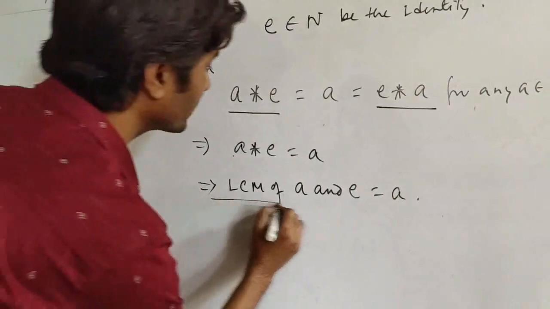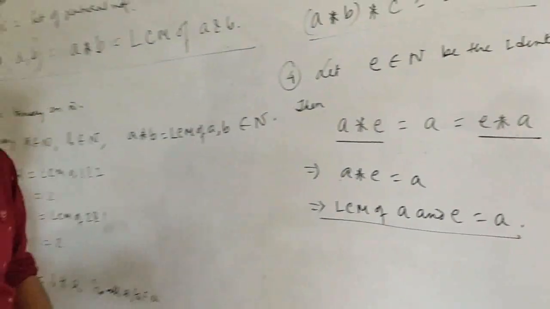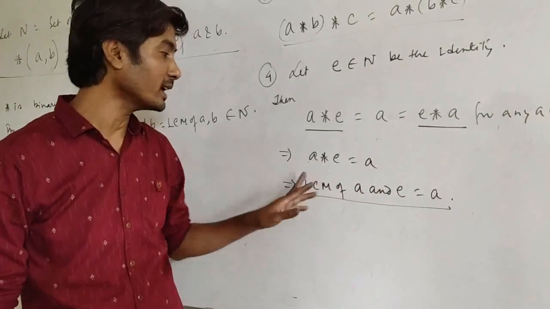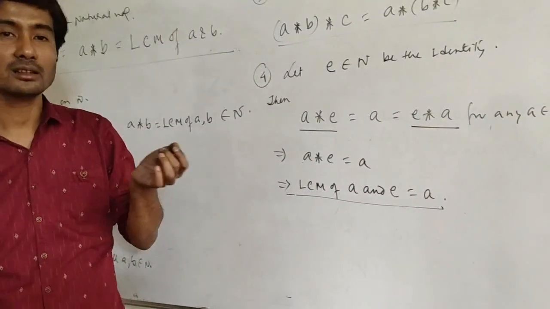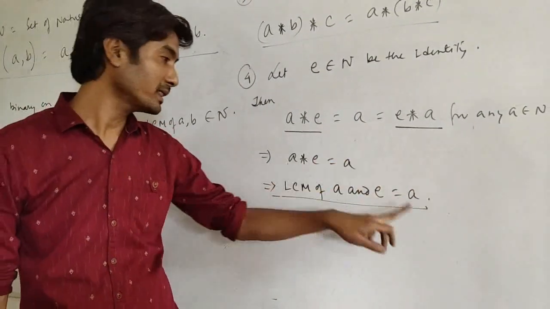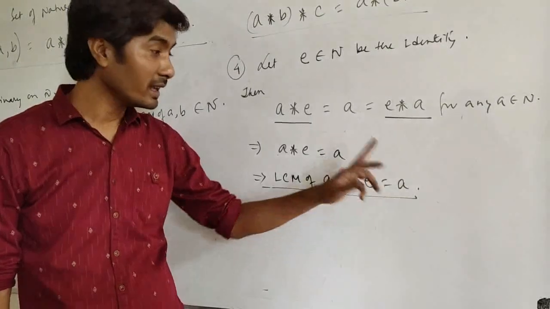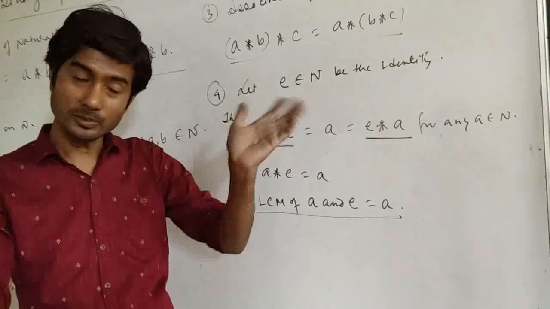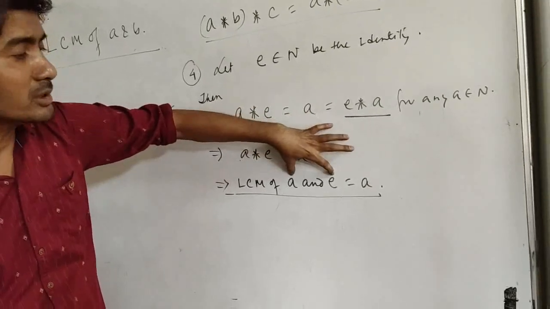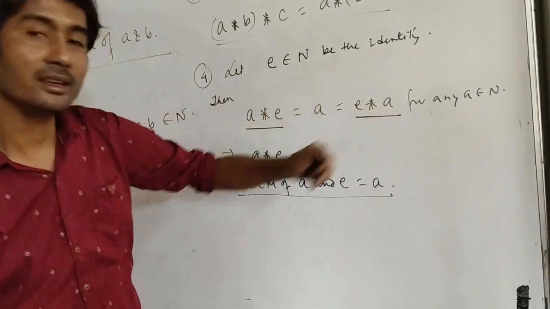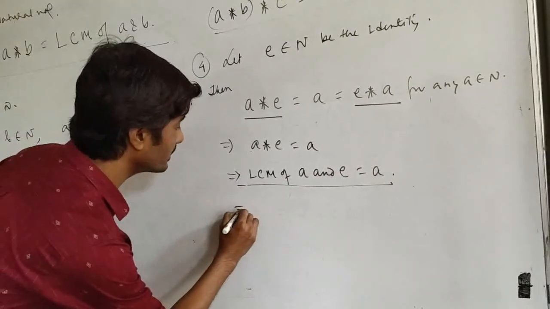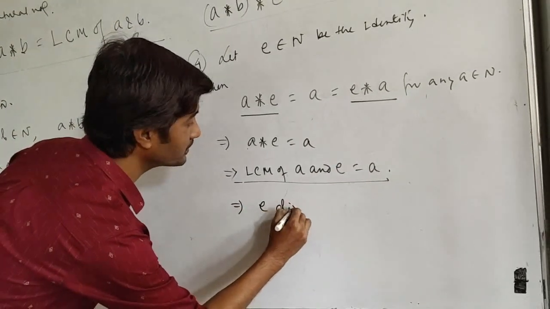So this is very important. What do you mean by the LCM of A and E is A? As you know, LCM means least common multiple. That is, A has to be a multiple of both these two numbers, and A should be the least of all those multiples. Then definitely both these two numbers will divide A. A already divides A. Therefore, E divides A.